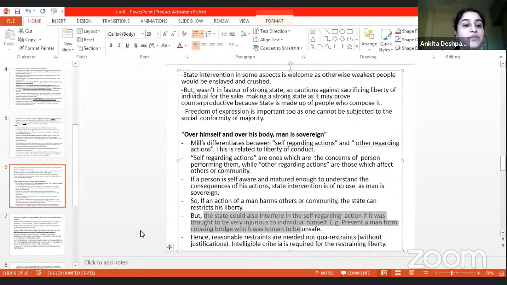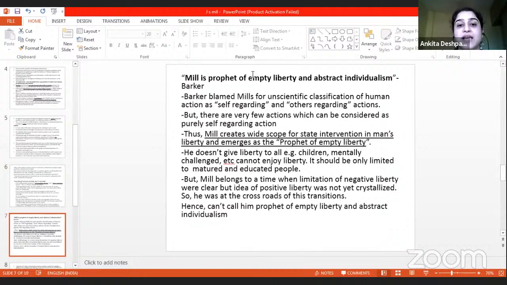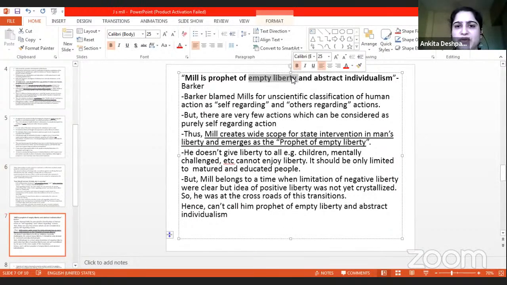So that's the reason why he was criticized by Barker, saying, look, J.S. Mill is a prophet of empty liberty, because Mill understands that self-regarding actions are going to be very limited. Man is a social animal. He's always going to be in contact with people. So his actions are definitely going to have a positive or negative effect on somebody or the other in a society. So J.S. Mill understood that actions which only affect himself are going to be very limited. All right. And other-regarding actions, wherein state intervention is allowed, have a wider scope for state intervention.